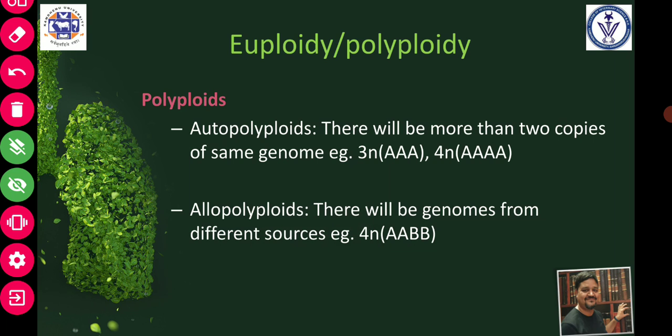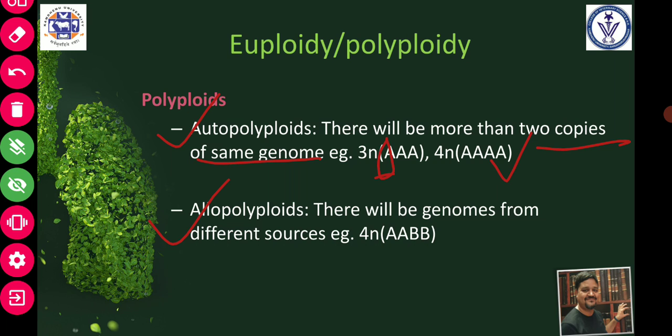Then polyploids are of two types, the autopolyploid and allopolyploid. Autopolyploid, as I have already discussed, means there will be more than two copies of the same genome. Suppose the initial one was having only one autosome, A. Then by any means this A is getting repeated and it becomes now 3N. That means the same A has three copies of the A set of chromosomes, or four copies of the A set of chromosomes. So these are called autopolyploid.